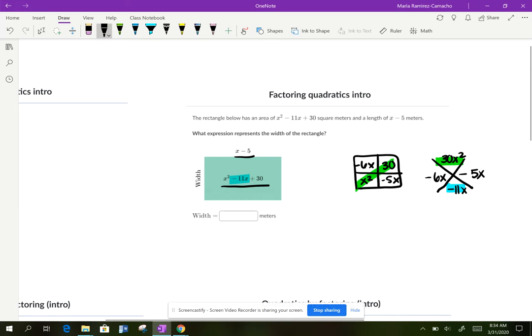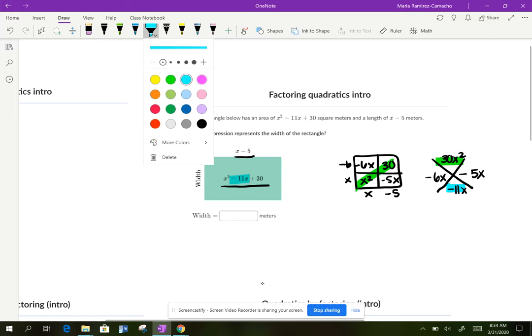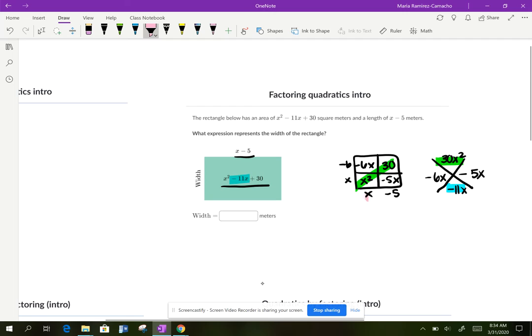So find my length and my width. Okay, here you can see that we do have a length of x minus 5, just like they gave us. So what was the missing width that we had to find? X minus 6. Okay, so this is hopefully review.